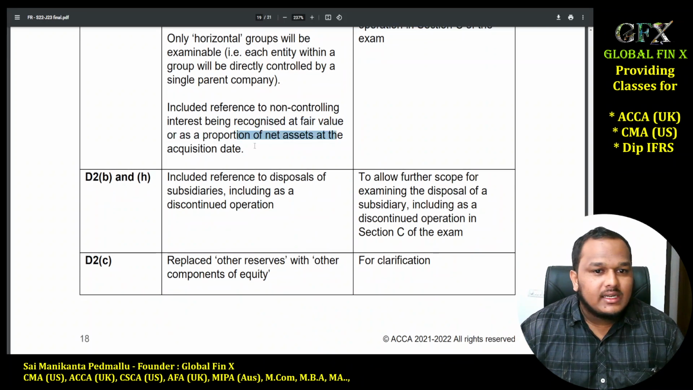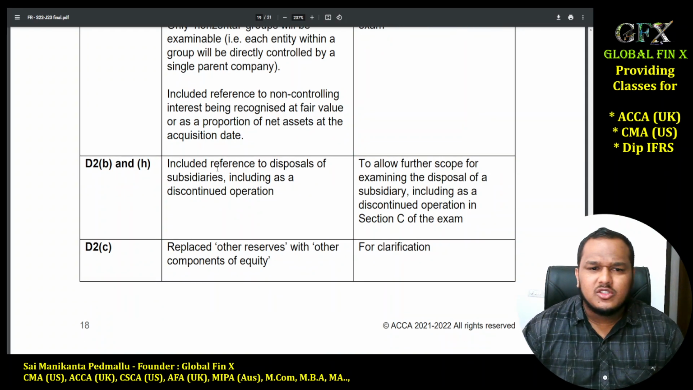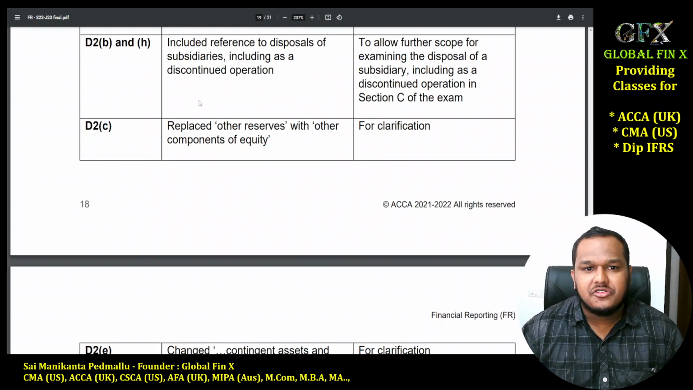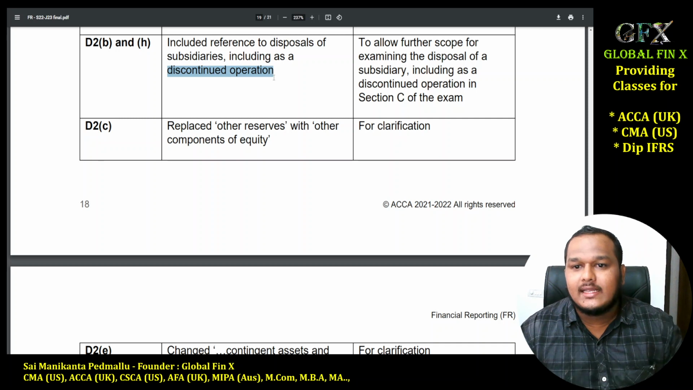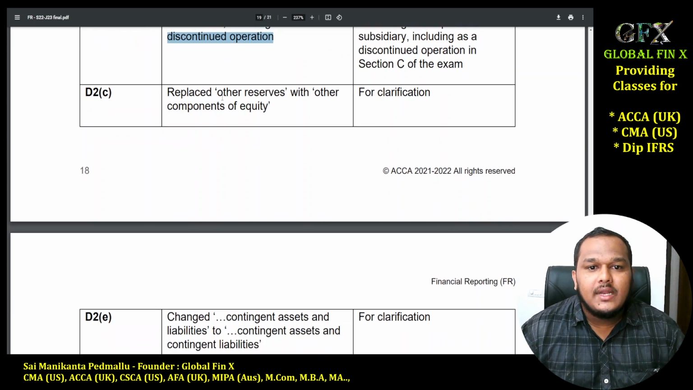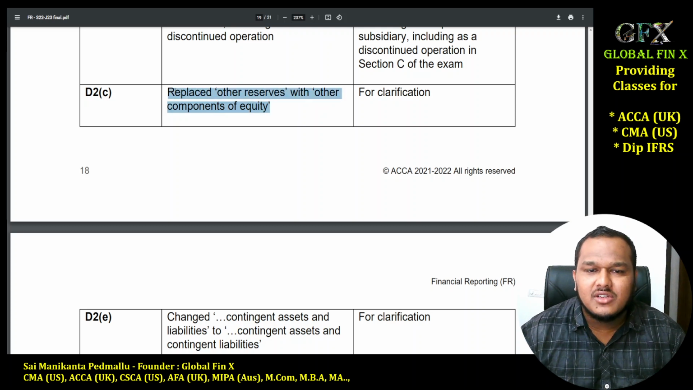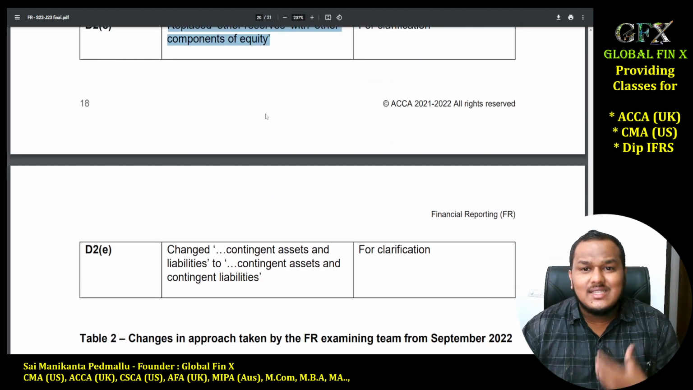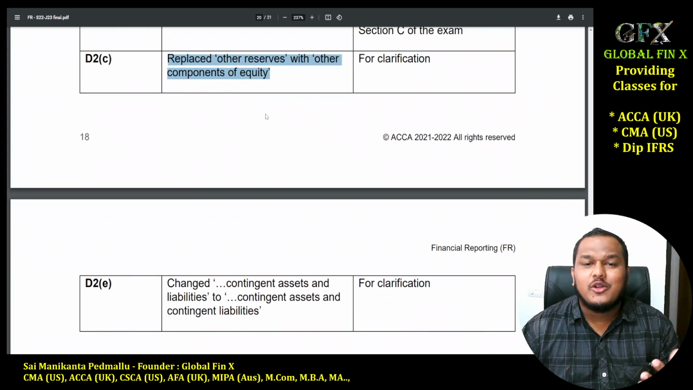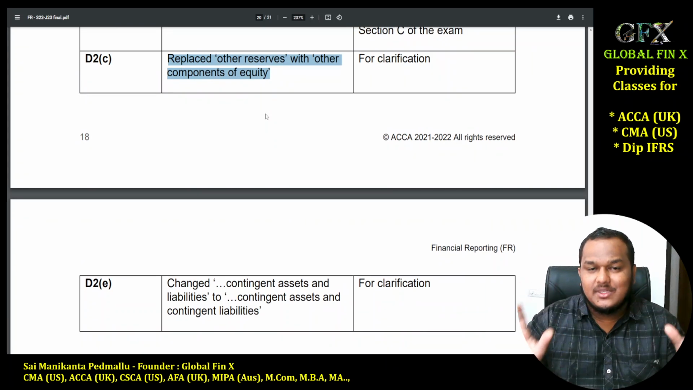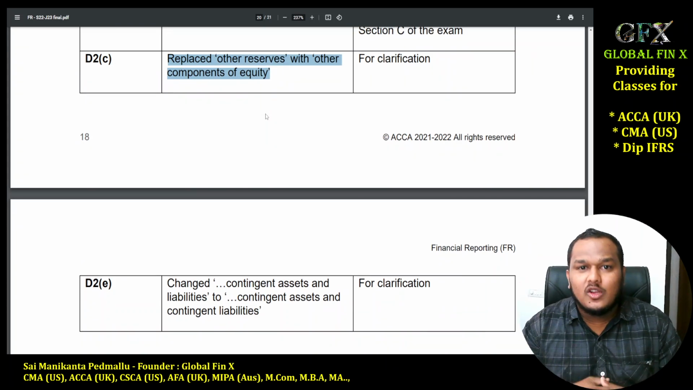Non-controlling interest should be recognized at fair value or a proportion of net assets at acquisition date. Basically your two methods of goodwill calculation which we already cover in lectures. Then they included a reference to disposal of subsidiaries included as a discontinued operation, as I have already explained this part to you guys. They replaced other reserves with other components of equity. So this is just a clarification. I already tell this to my students in our lectures on day one itself when we talk about the financial statements as a whole, where I introduce the terminologies to you guys.